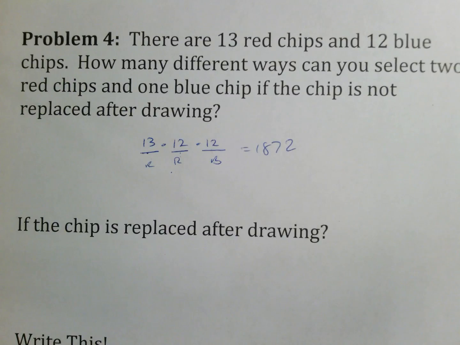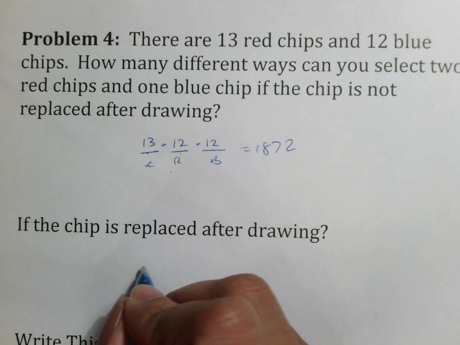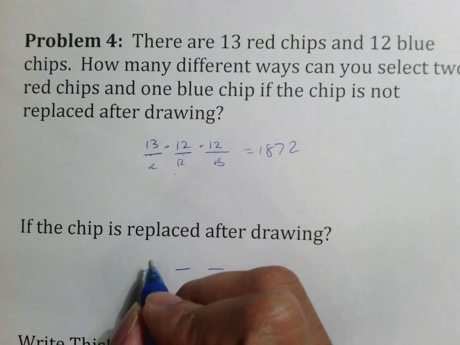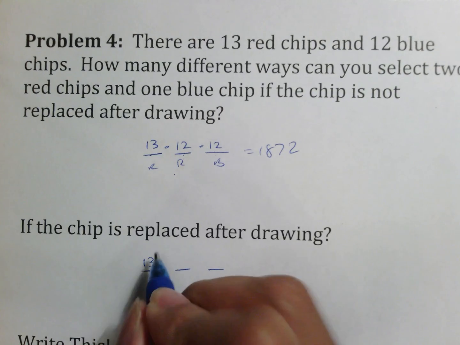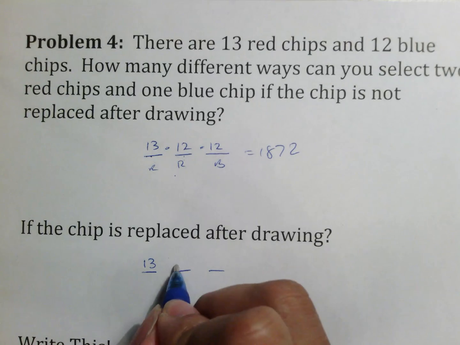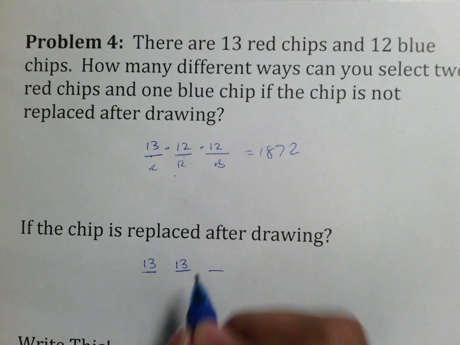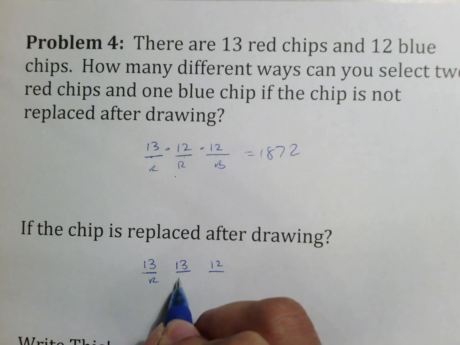There are 1,872 ways that I can possibly pick a red and a blue with these numbers. If the chip is replaced after drawing, again, we are making 3 choices. The difference is that now you have 13 chips to choose from, but you put it back, so you still have 13 red chips to choose from and 12 blues.